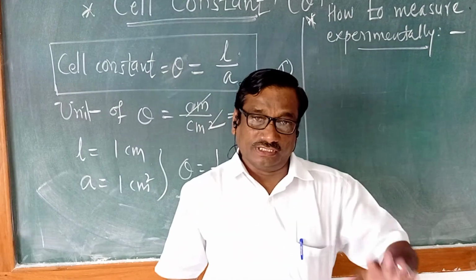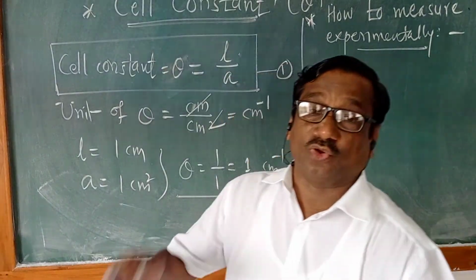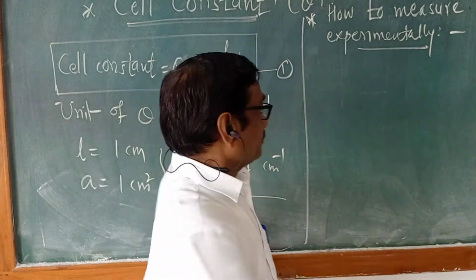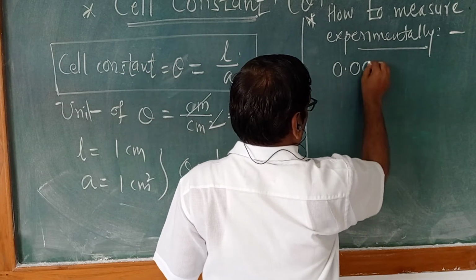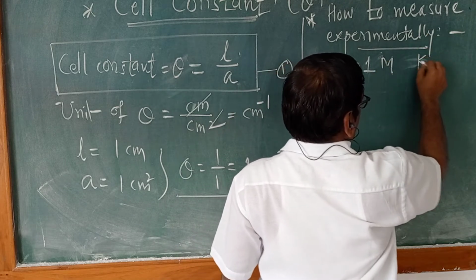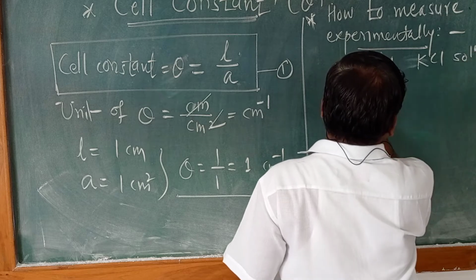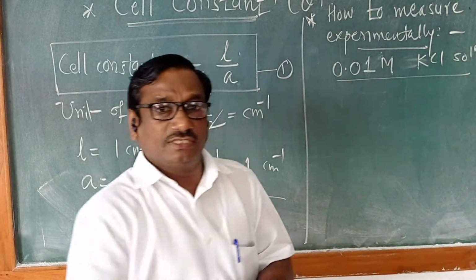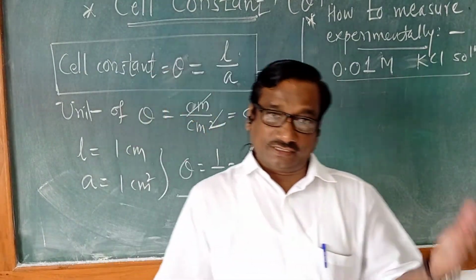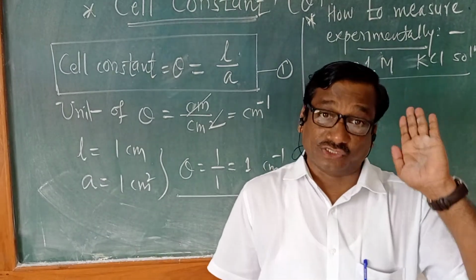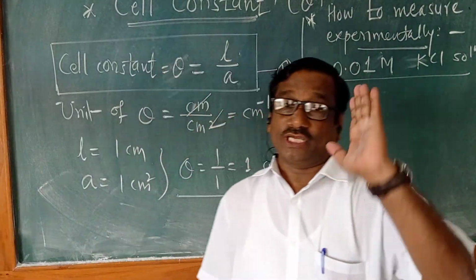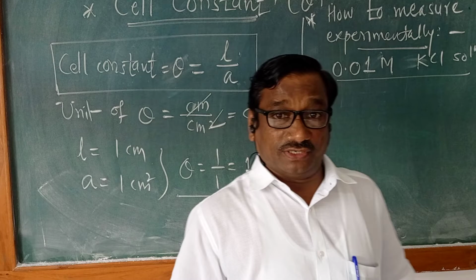The cell constant is measured practically by taking a known concentration of potassium chloride solution, that means 0.1 molar KCl solution. This is the standard potassium chloride solution whose concentration is known, 0.01 molar is taken, whose specific conductance is known, and by measuring the resistance of such a solution we can find out the cell constant. How can we find it out?